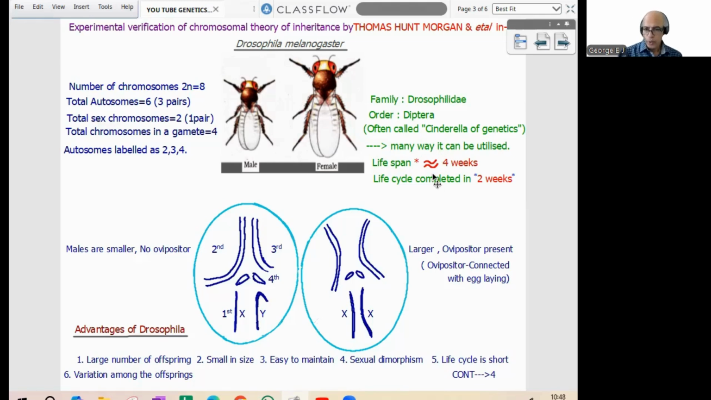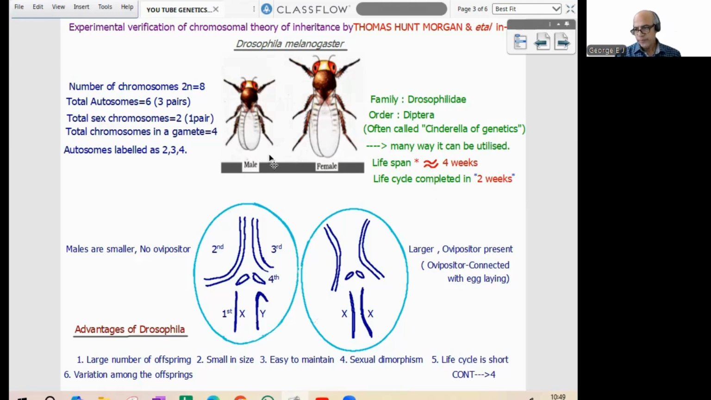Lifespan is normally 4 weeks. Fluctuations, variation, and different values are available. Normally 4 weeks, around 25 to 30 days. Then the life cycle is completed in 2 weeks. Life cycle completion means from egg, the youngest stage, to adult stage, with different stages like pupa and larva. Those stages are completed in 2 weeks, while lifespan will normally be 4 weeks. That's the usual data. Exceptions may be there, fluctuations can be there. I think that idea is clear.